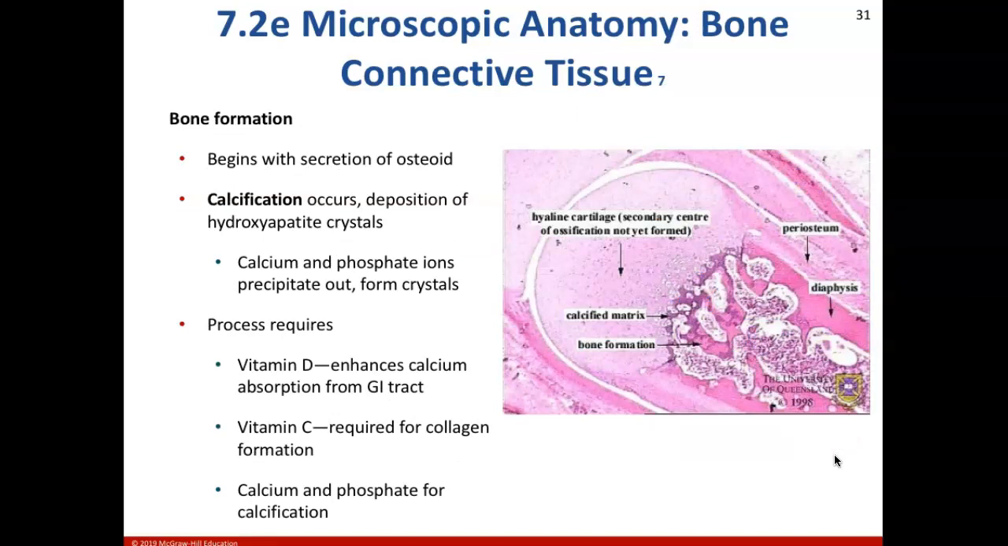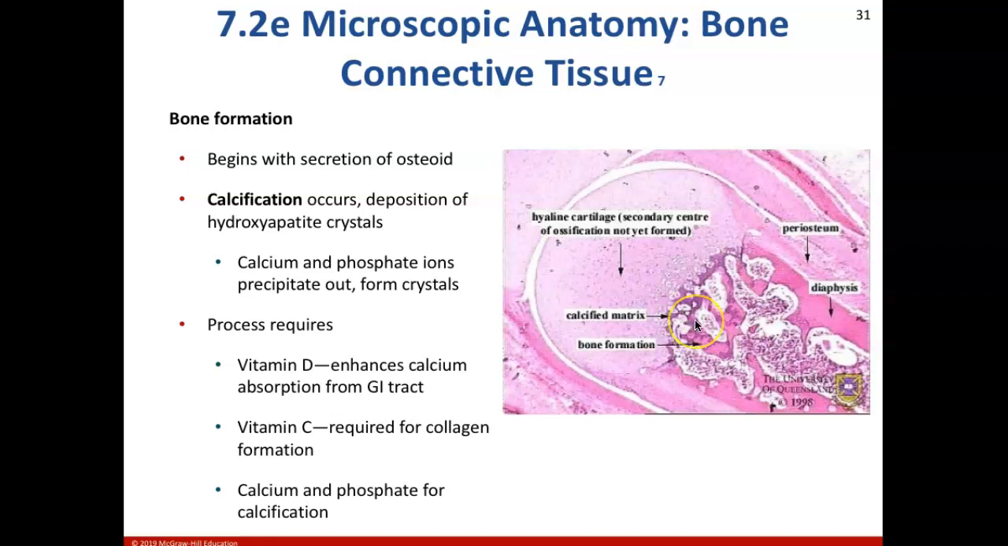It's going to begin with that secretion of osteoid. So this photo on the right here is showing you where we have hyaline cartilage first, and then as we start to go through a process called calcification, we deposit those hydroxyapatite crystals, and the calcium phosphate ions are going to precipitate out to form those crystals.